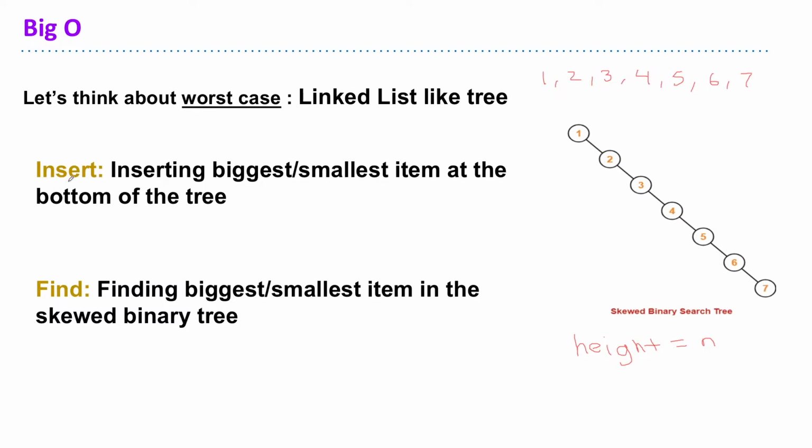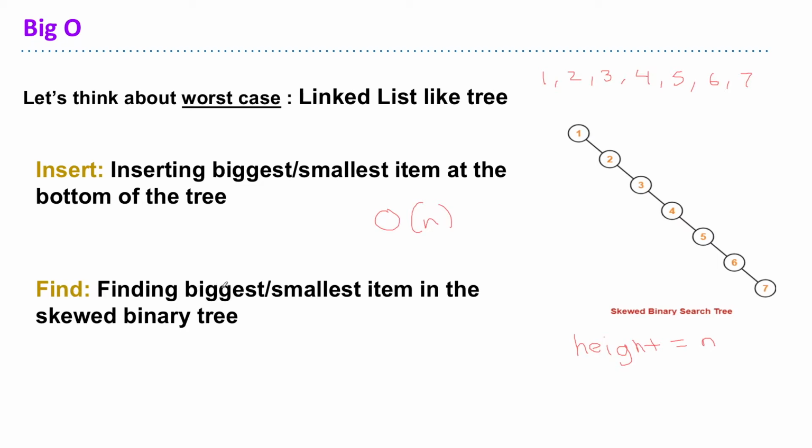So if we want to think about the runtime of an insertion in the worst case, we could potentially insert an item that is at the bottom of the tree. So this will require us doing n iterations to get to the bottom to actually find the place to insert. So this ends up being an O of n operation.